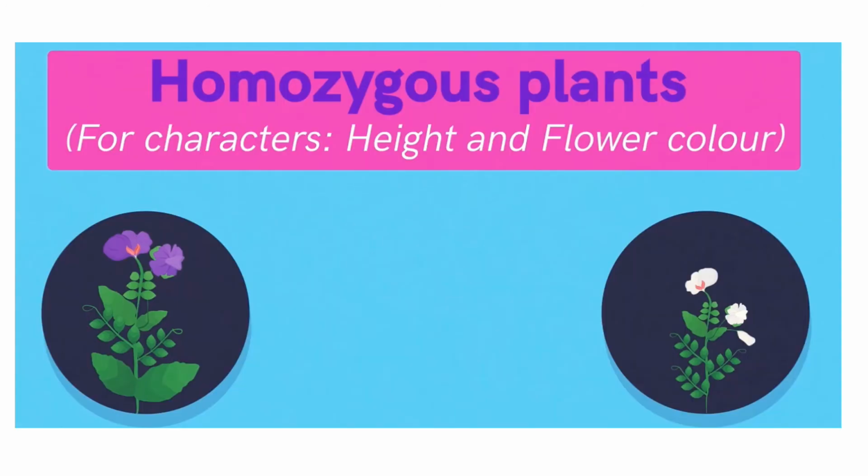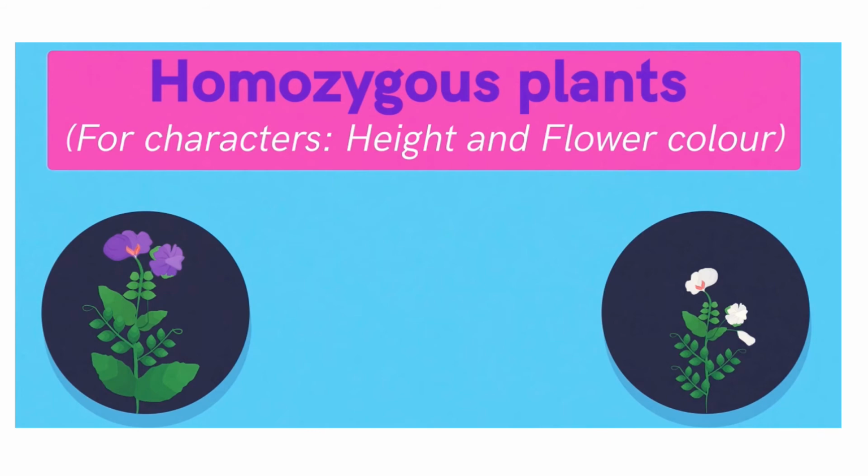For our convenience, we take one plant which has both dominant parameters, for example, tall height and purple color flower, while the other plant has both recessive parameters, for example, small height and white color flowers being recessive traits. It means that we have taken both the plants which are homozygous.